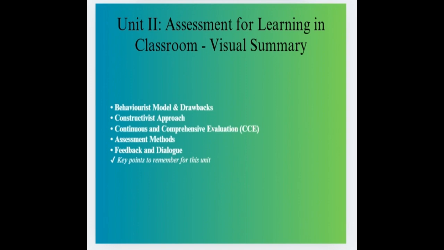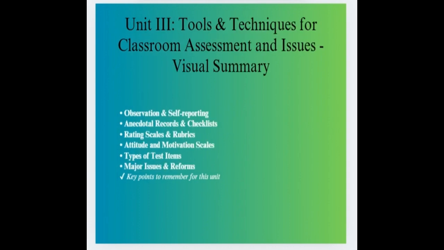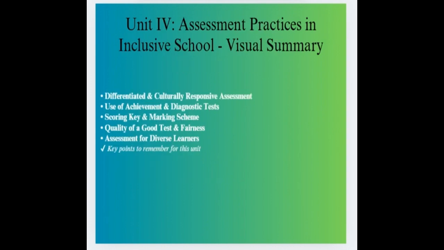Second, it is all about assessment for learning in the classroom. In this unit: the behaviorist model and its drawbacks, how the teacher needs to be constructive, continuous and comprehensive evaluation, assessment methods, feedback and dialogues. Next, unit 3, tools and techniques for classroom assessment and issues: observation and self-reporting, anecdotal records and checklists, rating scales and rubrics, attitude and motivation scales, types of test items, major issues and reforms. How to reform, doing proper motivation for the students, everything is covered in that unit.